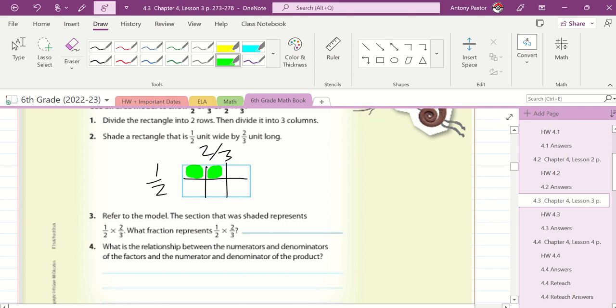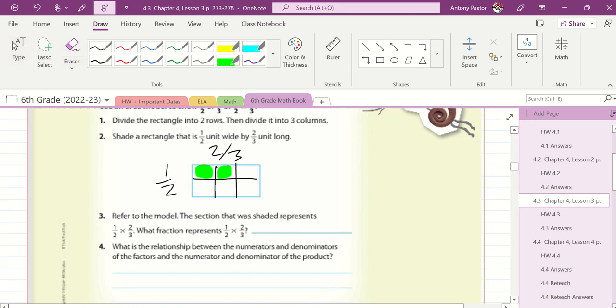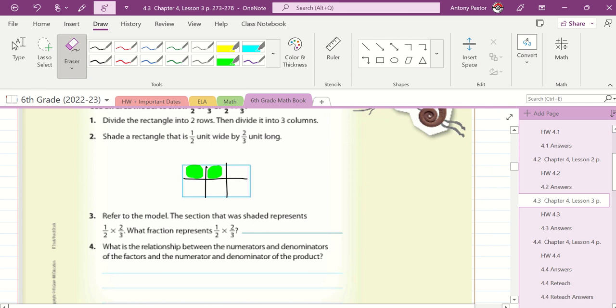There we go. Let me explain this. Okay, now that I understand it, let me explain this. So this side here represents 1/2. One of these boxes is one of two because there's two boxes here. Over here, these are all divided into threes, or 2/3. What it wants us to do is to multiply 1/2 by 2/3.